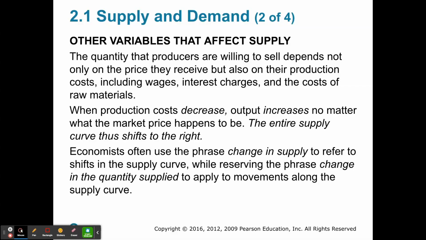So when we talk about gasoline prices going up because of a war, or gasoline prices going up because of the supply chain being altered, the law of supply is not at work there. Rather, the supply curve has shifted because costs have changed.